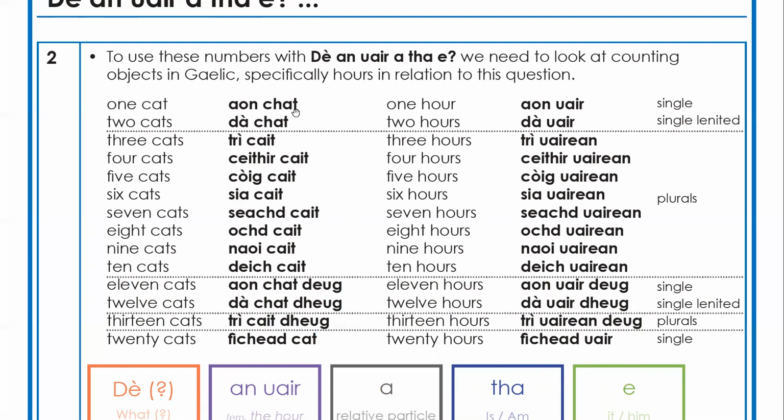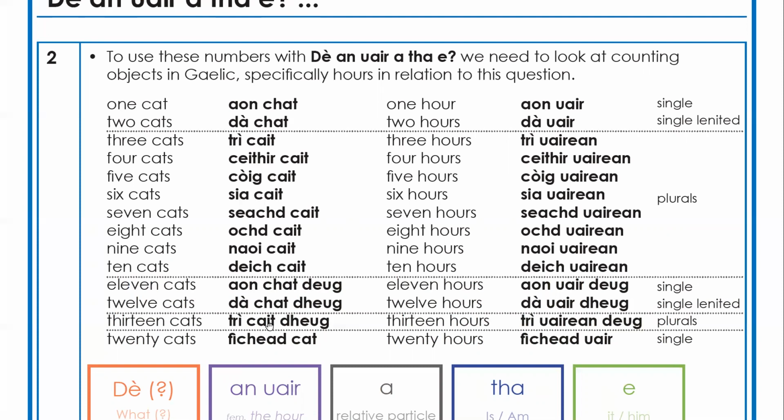So un chat, da chat, tri cait, ceithir cait, coig cait, sia cait, seachd cait, ochd cait, naoi cait, deich cait. Un chat diag, da chat diag. And then from 13 to 19, we just repeat here, but adding diag. Tri cait diag.